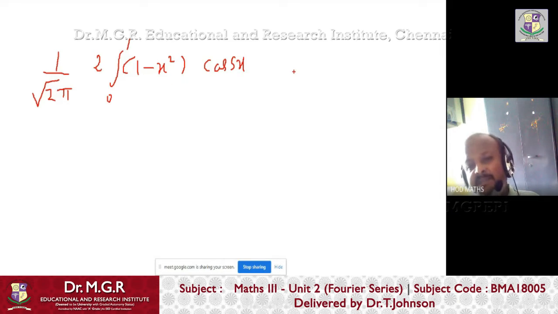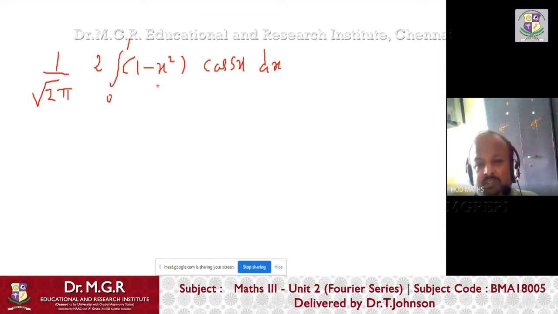So you just follow me. What I can do is put 1 by root 2 pi as it is, no problem. But instead of minus 1 to plus 1, I can put 2 times 0 to 1. Why? Because now 1 minus x square is an even function, as well as cos x is also even. But 1 minus x square into sin x becomes odd. So in that case minus 1 to plus 1 becomes 0, right?